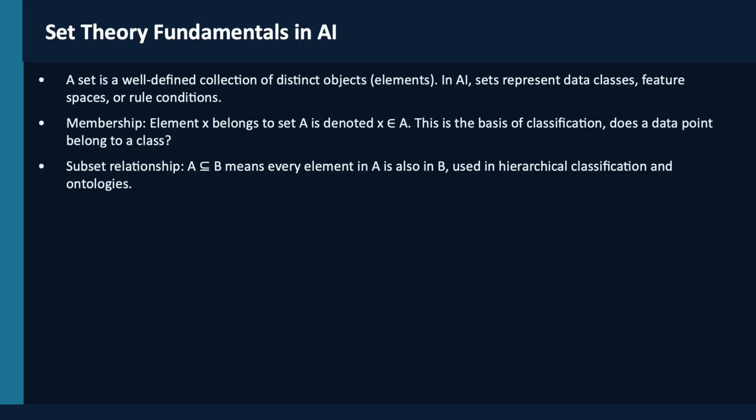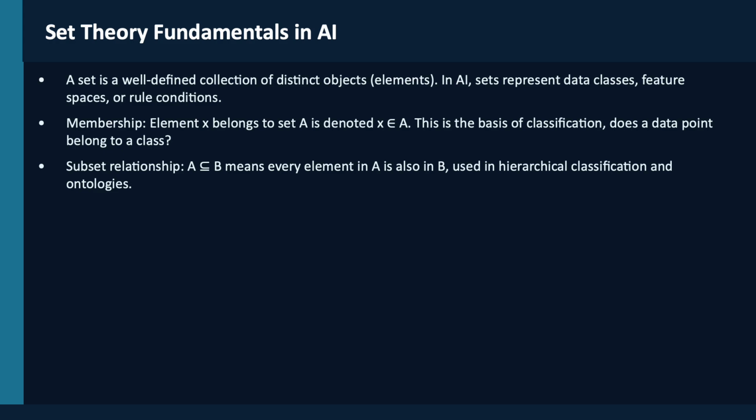Subset relationship: A ⊆ B, or A is a subset of B, means every element in A is also in B, used in hierarchical classification and ontologies. A set is a group where every member clearly belongs. In artificial intelligence, a set might be all the photos that contain a cat, or all the emails that are spam.